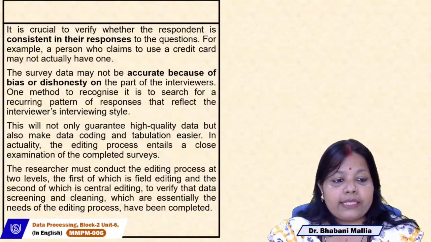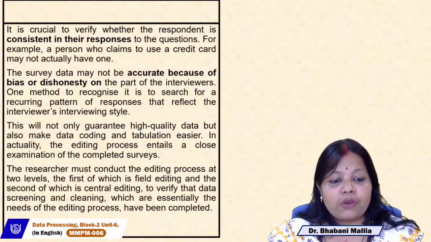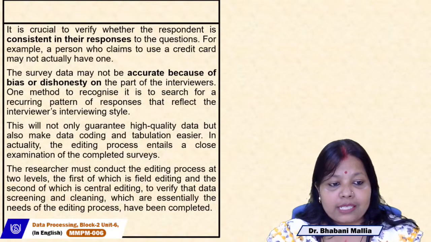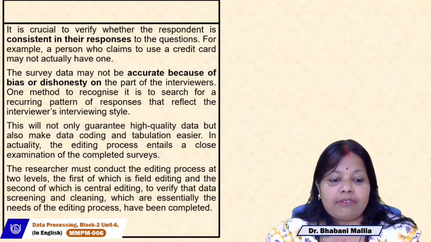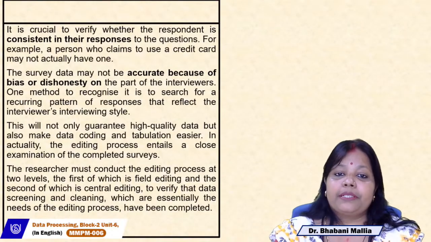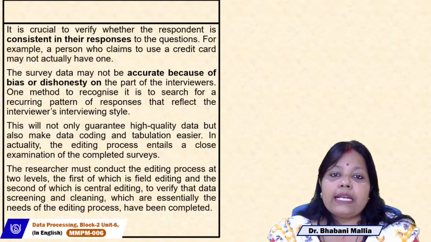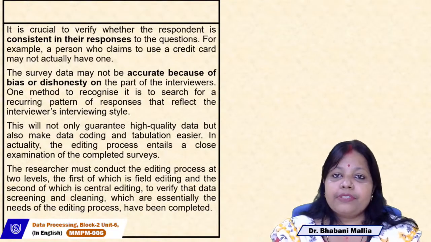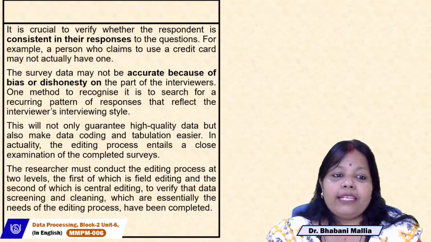In actuality, the editing process entails a close examination of the completed surveys. The researcher must conduct the editing process at two levels. The first is field editing and the second is central editing, to verify that data screening and cleaning, which are essentially the needs of the editing process, have been completed. So there are many situations, and if such situations occur, we need to verify them.